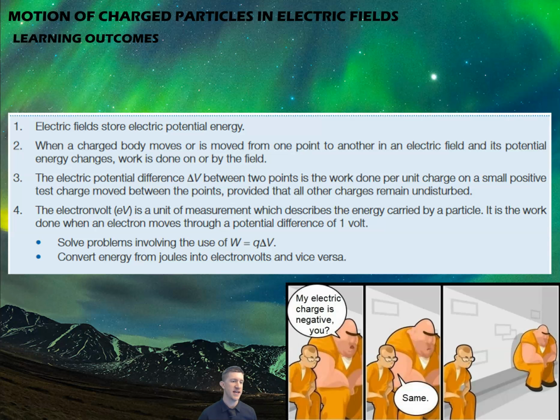So the first thing is, what are we going to cover today? These are our learning outcomes. We're going to talk about how electric fields store potential energy. We're going to talk about the motion of charged particles and its potential, the work done, the electron volt, and the fact that we use the equation that work is QΔV, which we'll explain. You'll also need to know how to convert from joules to electron volts, and in the opposite direction, electron volts back to joules.